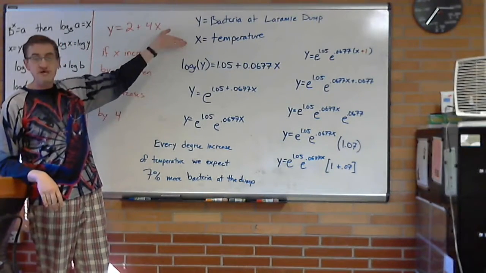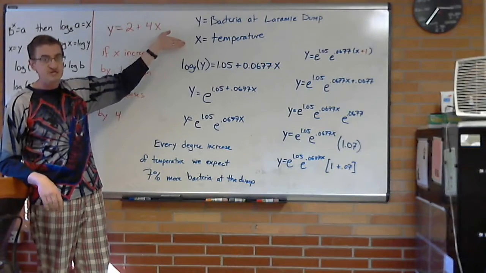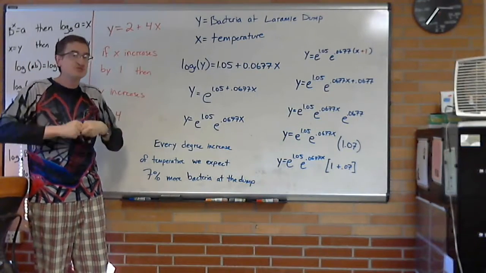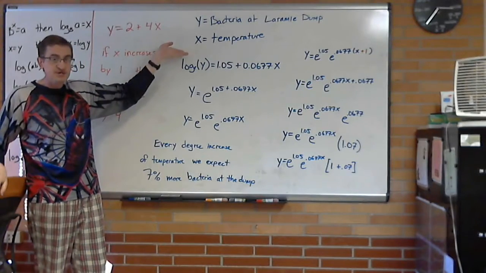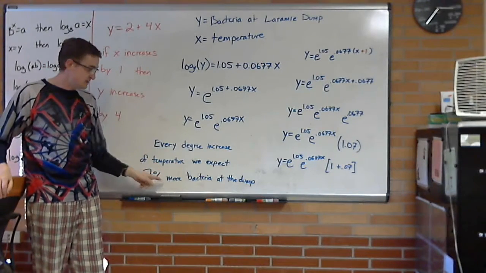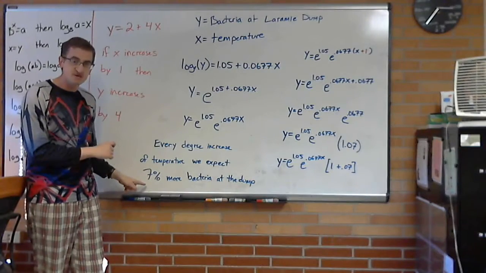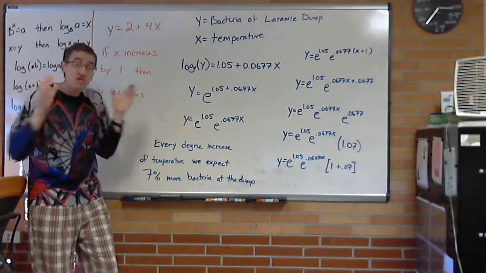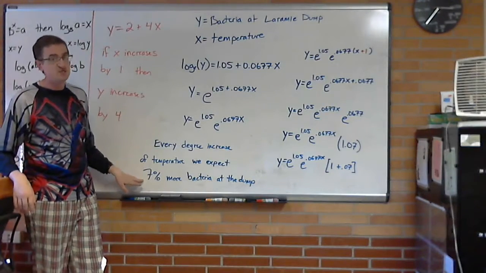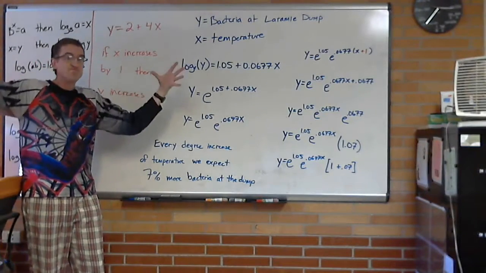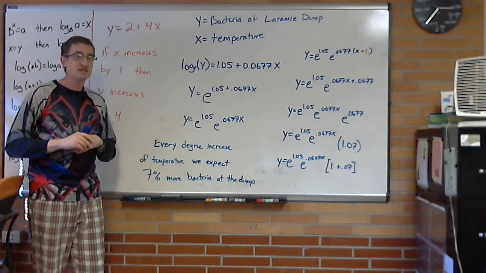So here we have what the limiting factor is. As you loosen up on that limiting factor, the population explodes. If there's very little bacteria, then it would have little effect because 7% of a small amount is a small amount. But if there's lots of bacteria and the temperature goes up, then 7% of a lot is going to cause a huge boom in the amount of bacteria at the dump.